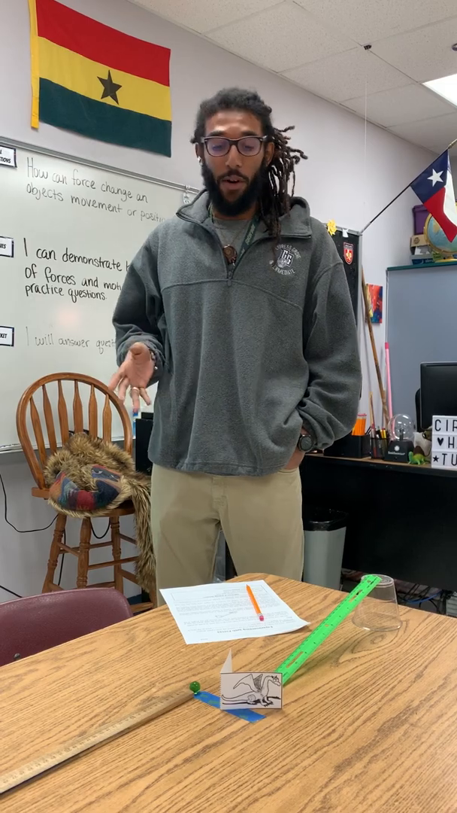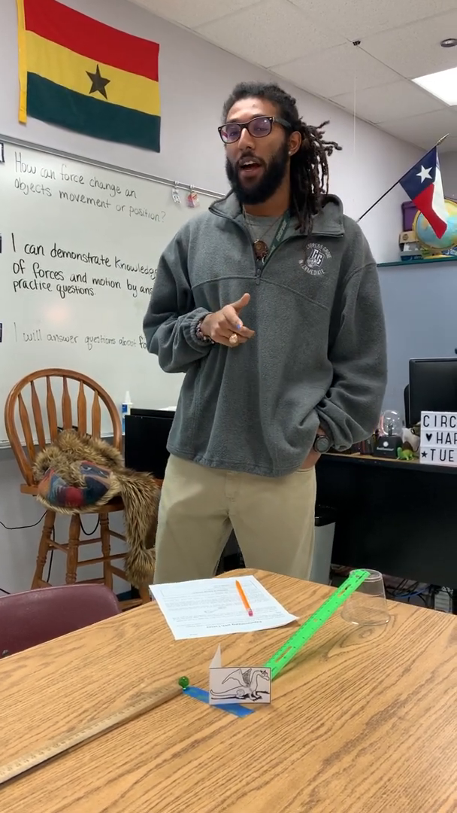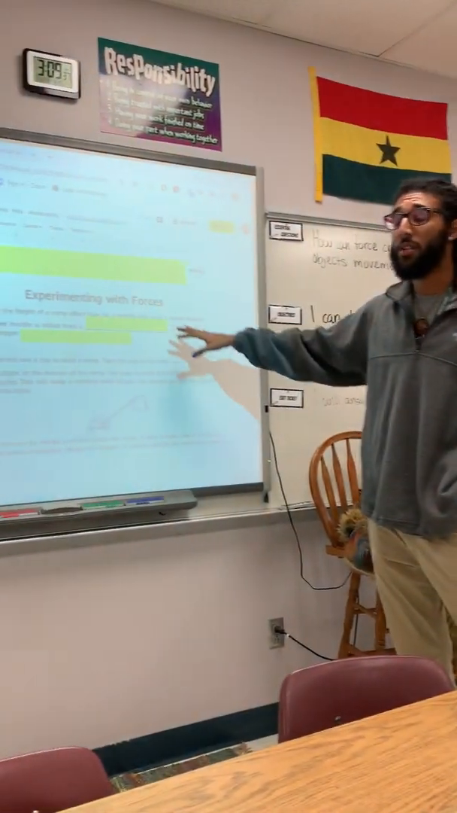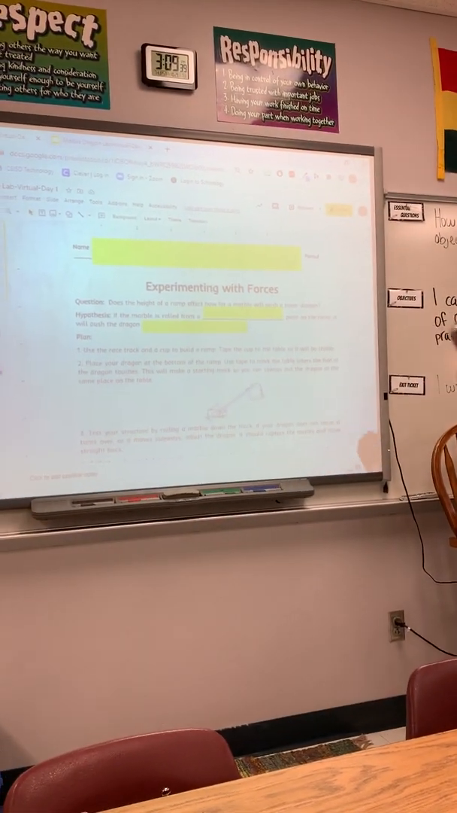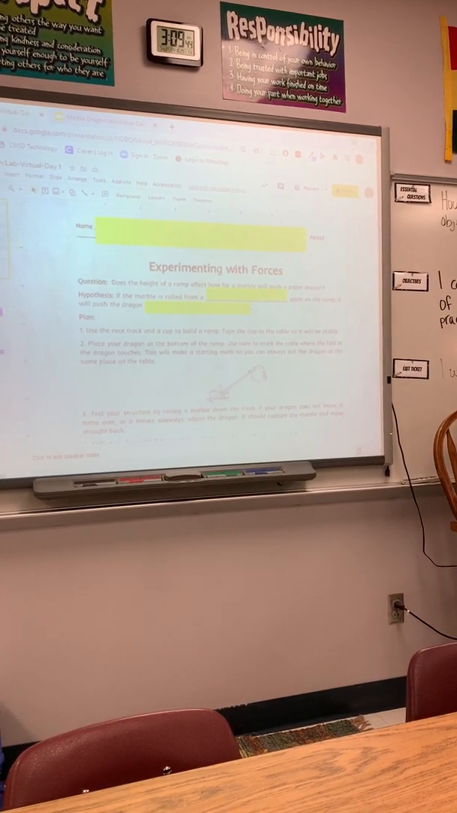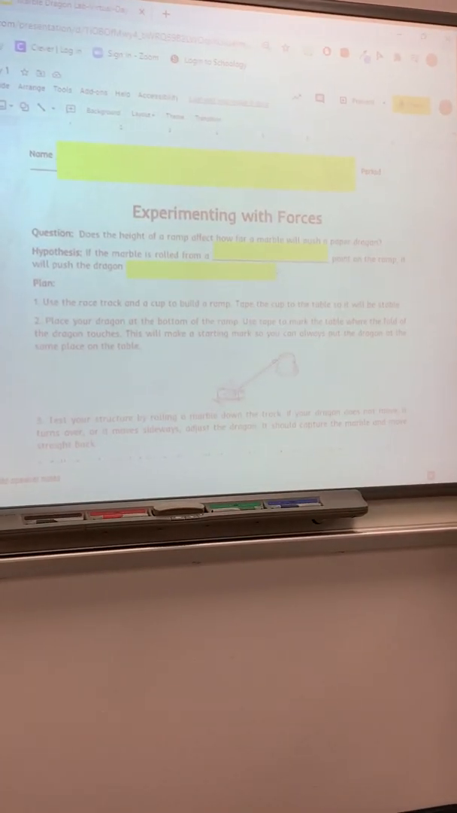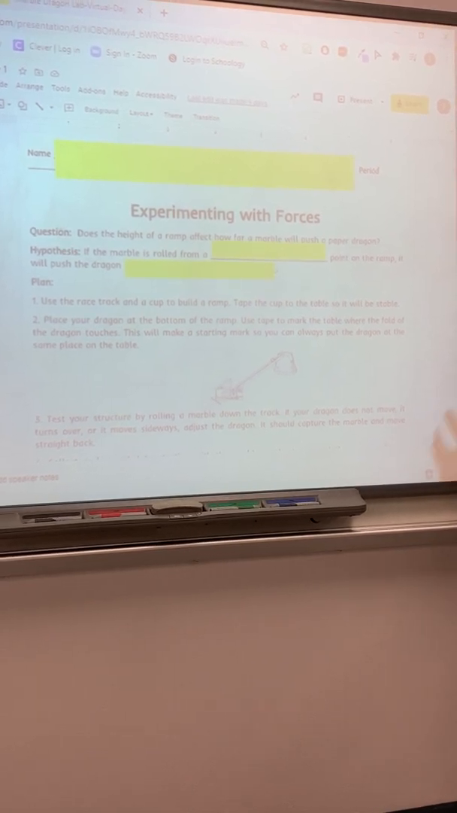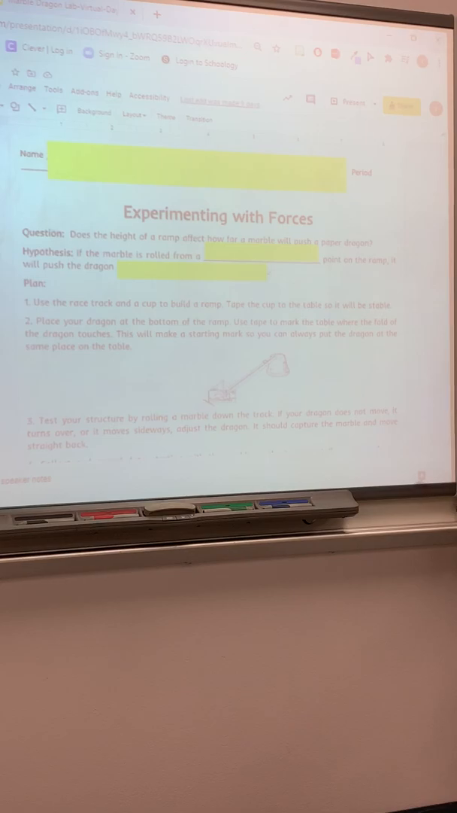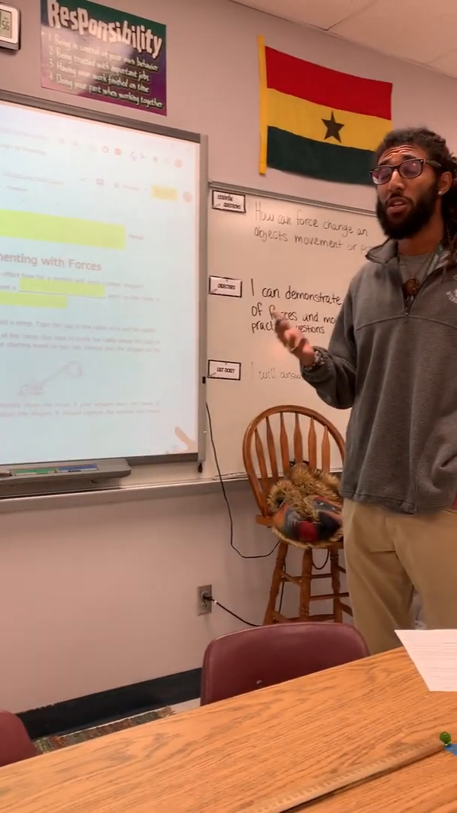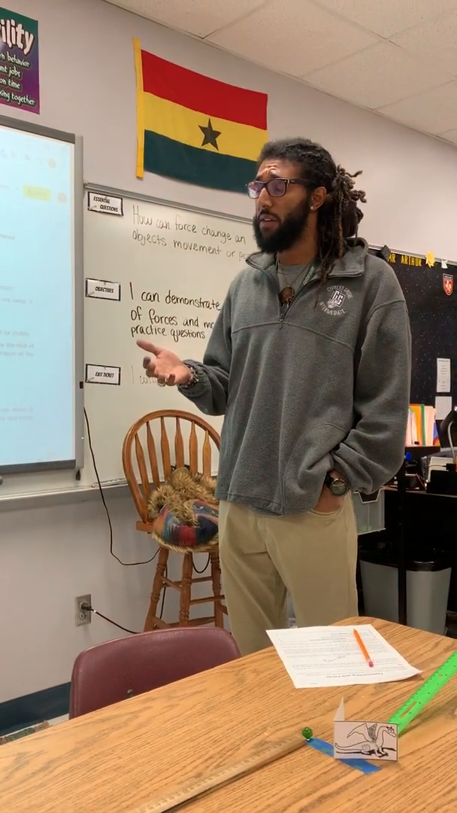Before we demo anything, you're going to make your hypothesis at home, and fill it in on your lab report, filling in the blanks. The hypothesis states, if the marble is rolled from a blank point on the ramp, it will push the dragon blank. So think about what we know about forces and how force can change the motion of an object and change the position of the object.